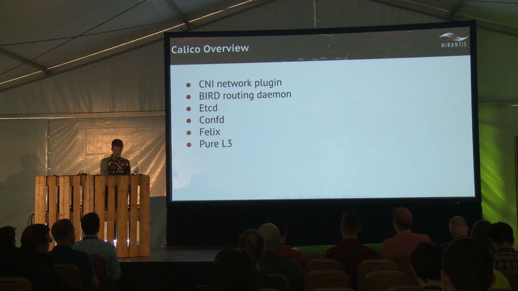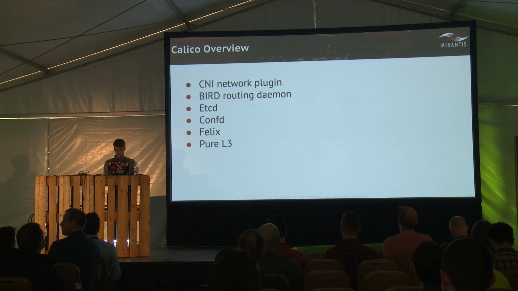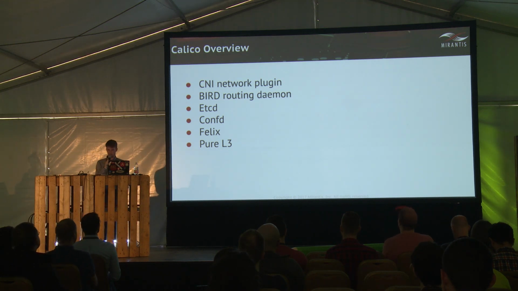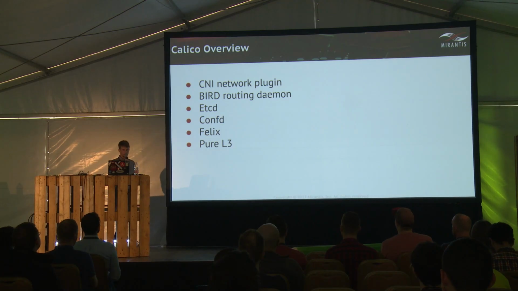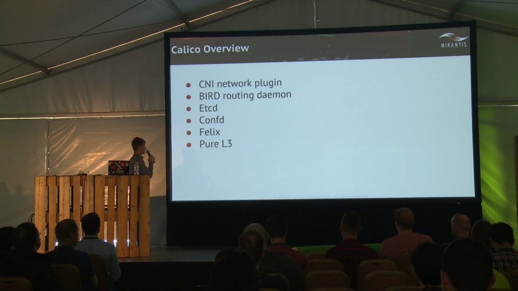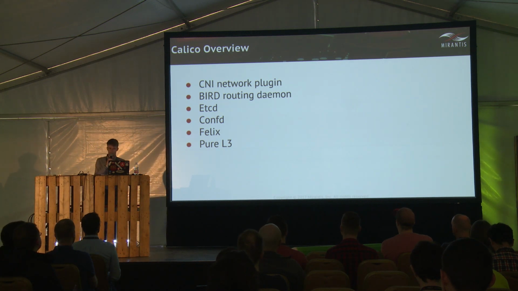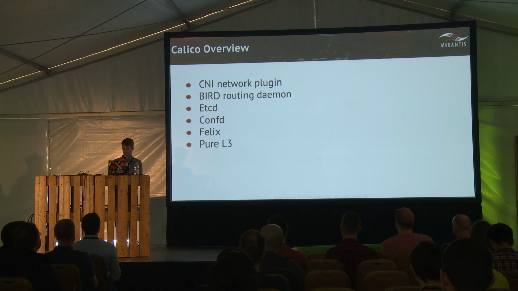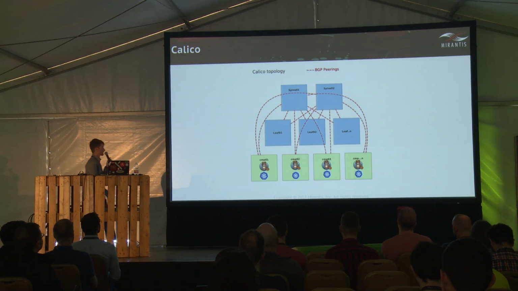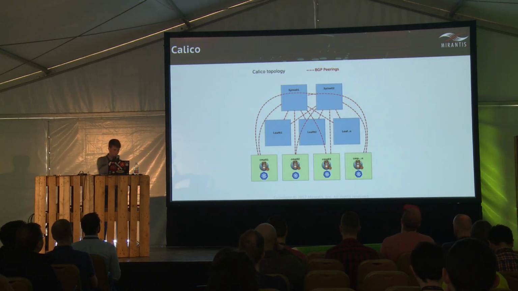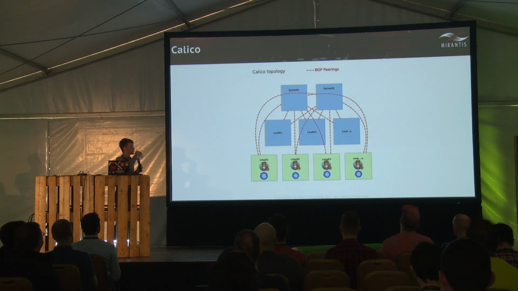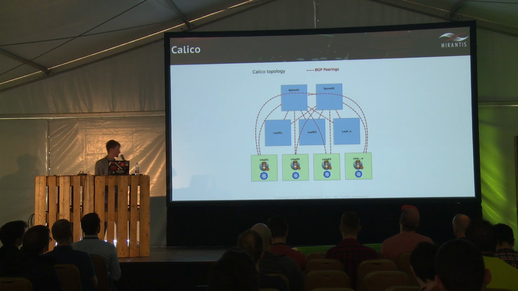Calico is using BIRD for BGP, and etcd is a persistent key-value store. Confd is used for generating configuration files. Felix is the only one which is really working in it. Felix is running on each Calico node and configures your iptables. And Calico is pure layer 3. It means that there is only routing and no additional encapsulation. So let's take a look at an example Calico network. At the bottom you can see we have many hosts, and the blue parts are the network.